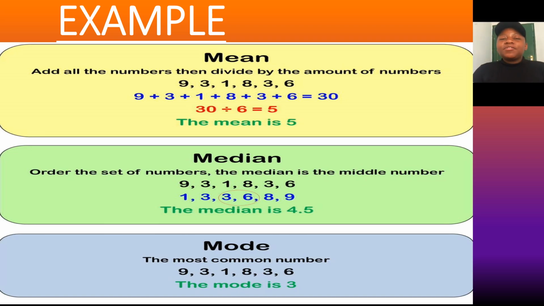So this is the end of the video. I trust that you now know what the mean, median and mode are and how to calculate them.